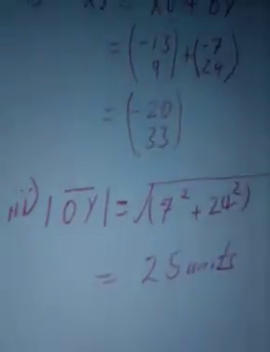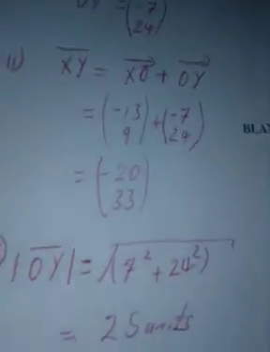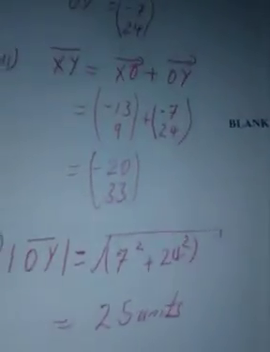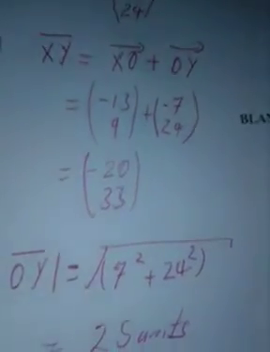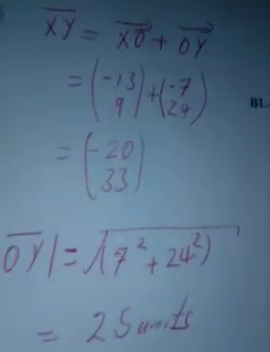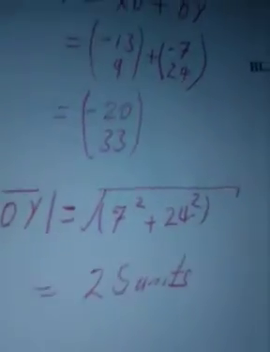All right. The magnitude of OY. Now, OY is already given to us. OY is equal to minus 7 and 24. So using Pythagoras, I have to find the length of this. I get this leg squared plus that leg squared. It doesn't matter if it's negative or positive, because if you square a negative number, you end up with a positive number anyway. So I get 7 squared plus 24 squared. Taking the square root of that, I get 25 units. So that means this length here is going to be 25 units long.